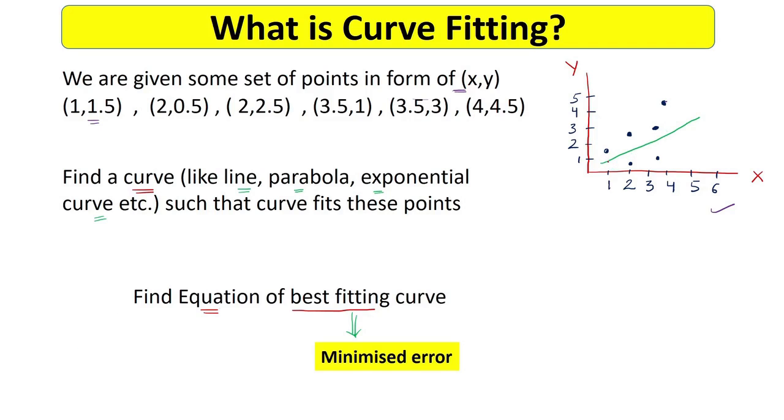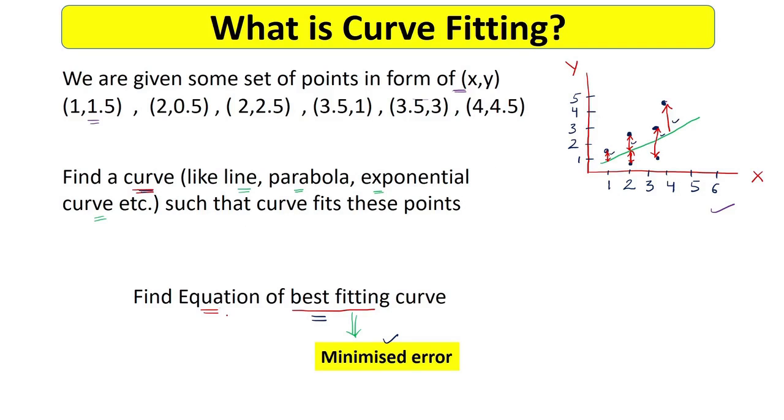If we assume this line, then from this point the line is at a distance of this, and this point is at a distance of this, and this point is at a distance of this. In the same way, these points are at some distance from the actual curve line that we get. This is the error: the distance between the actual data point and the curve line. We have to find the curve which minimizes this error. This is what is meant by the best fitting curve. I hope you have understood what curve fitting means. We have to find a curve which can fit these data points.